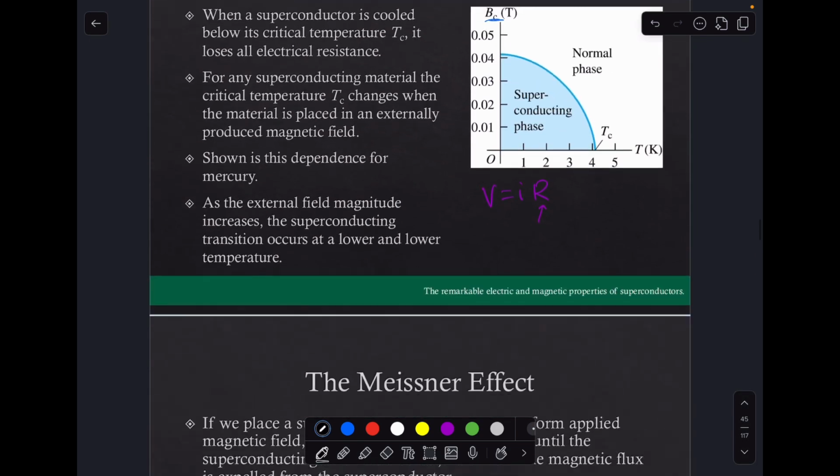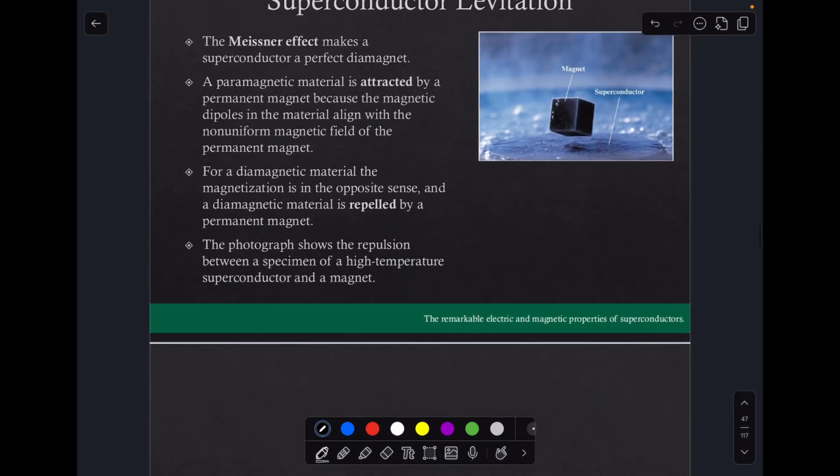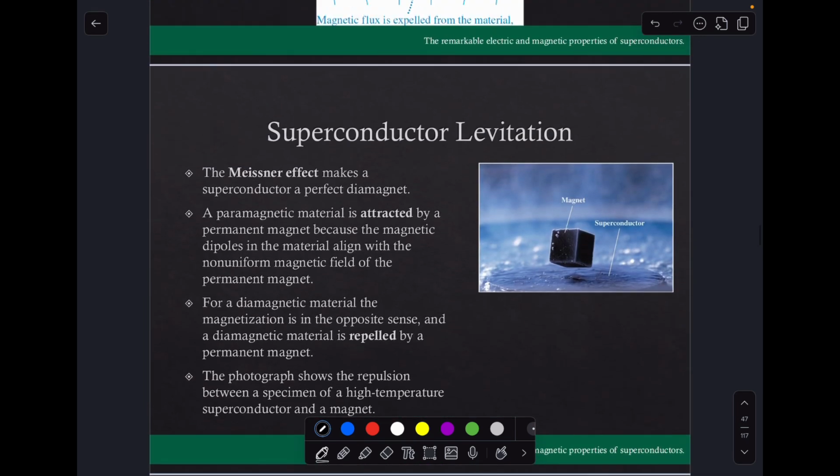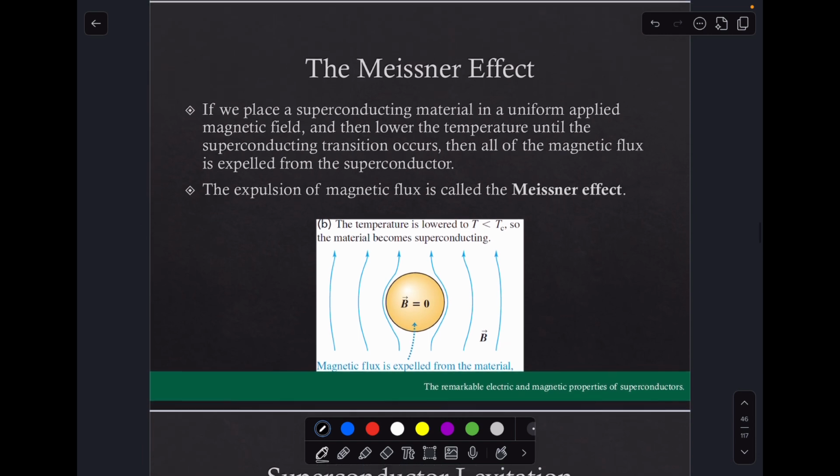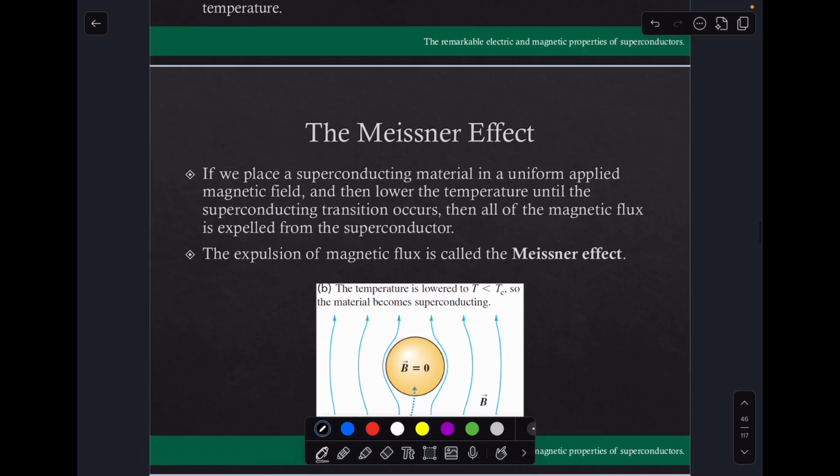We don't have any time to talk about this stuff. It's not going to be tested on, but if you are interested, you can certainly chat with me about it. I would be happy to talk about superconductors. Okay, so this ends part 2 of chapter 29.